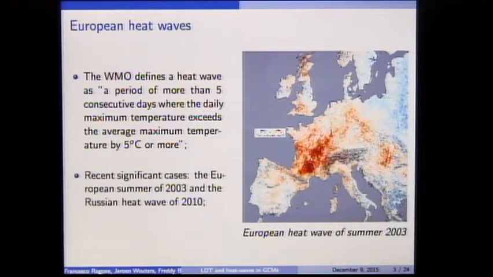Okay, and what is the application? We define one extreme we are interested in, and we work on so-called heat waves. Heat waves are anomalous periods of high temperatures over an extended area, by institutional definition from the World Meteorological Organization. It's basically an anomaly on the average daily maxima. The two strongest events in recent years have been the European summer of 2003, that people may remember, and, as I said already, the Russian heat wave of 2010.